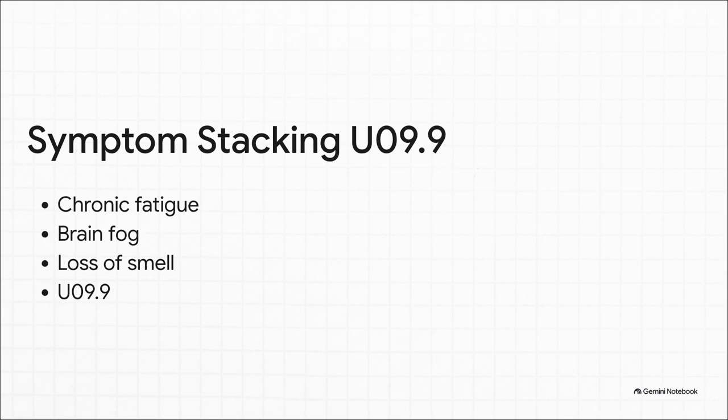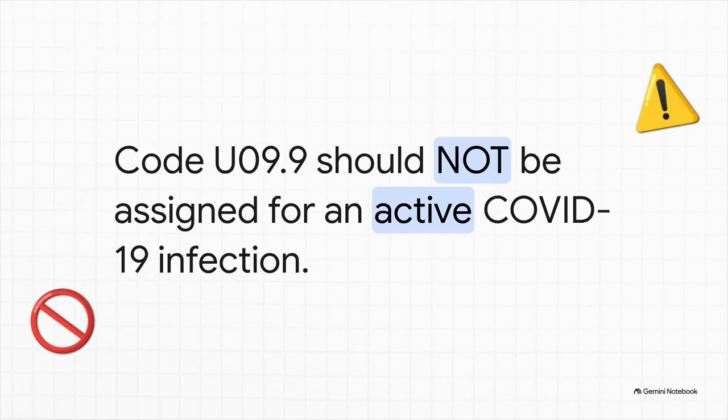So for example, if a patient presents with chronic fatigue and brain fog related to a previous COVID infection, you code those specific symptoms first, and then you attach U09.9 to show the direct relationship to their history with the virus. But beware of this massive coding trap, guys. Code U09.9 should absolutely not be assigned for manifestations of an active current COVID-19 infection. It is strictly 100% reserved for long haulers who have fully cleared the initial infection. If they still have an active infection, you need to stay right in that U07.1 lane.